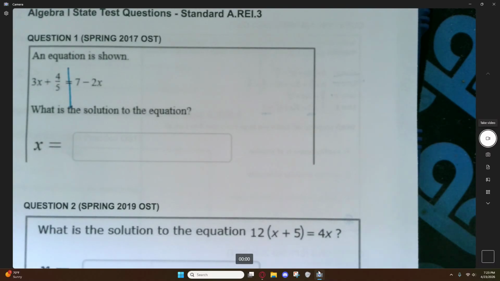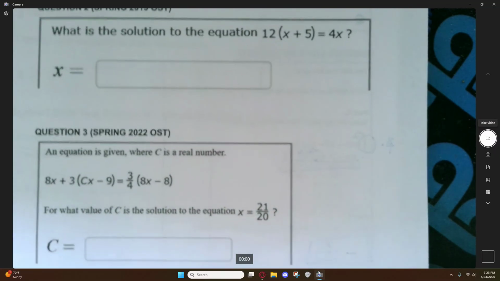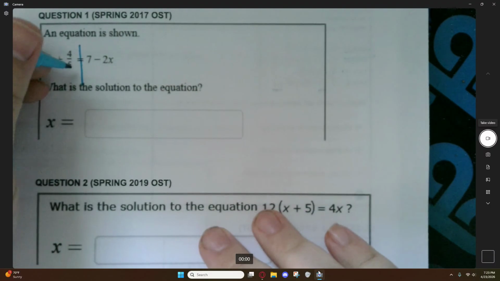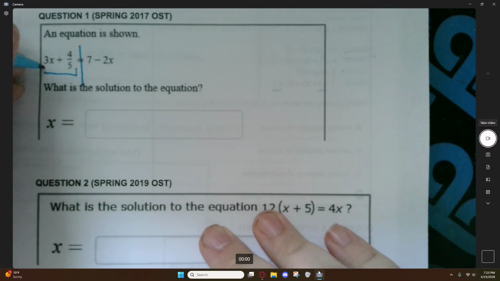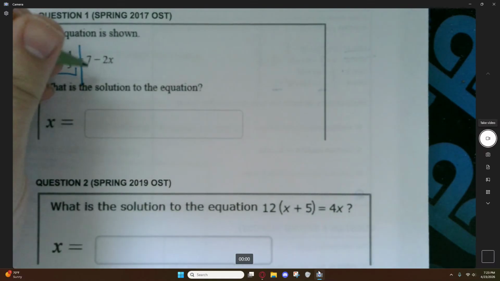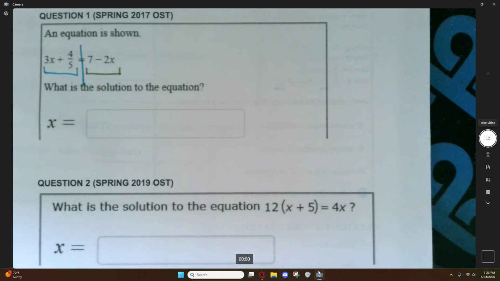In this equation, you're going to have two parts that you're going to put into Desmos. This is going to be going in the first line. That's everything to the left of the equal sign. This will be going on the second line. Everything on the right side.